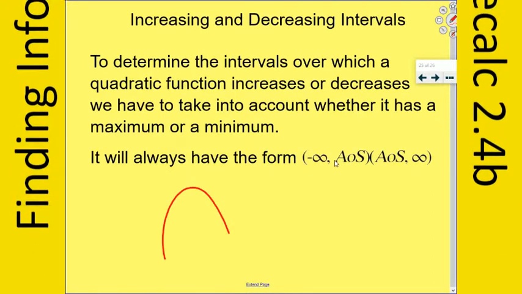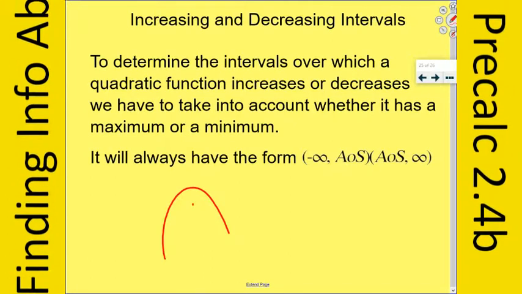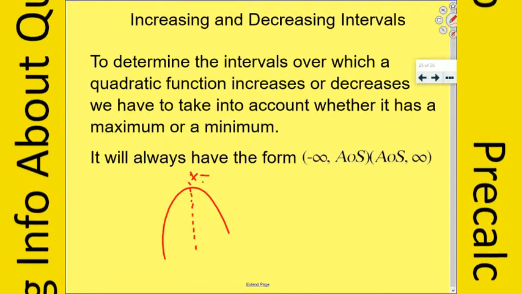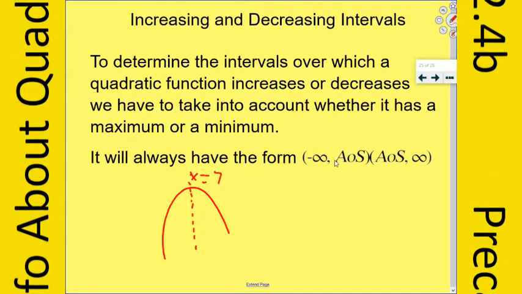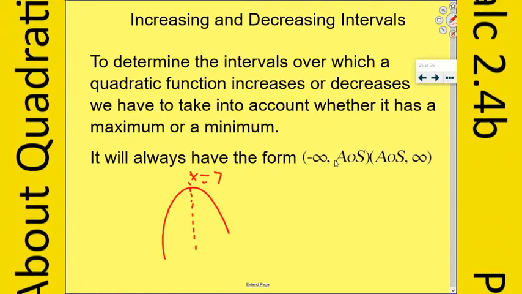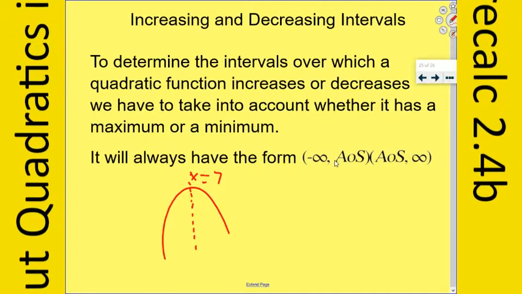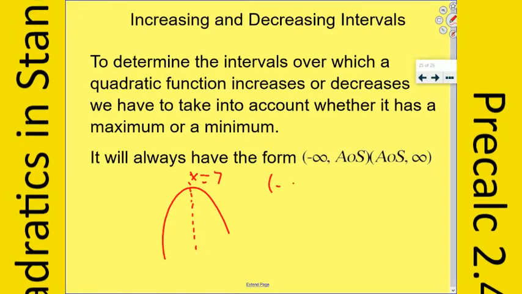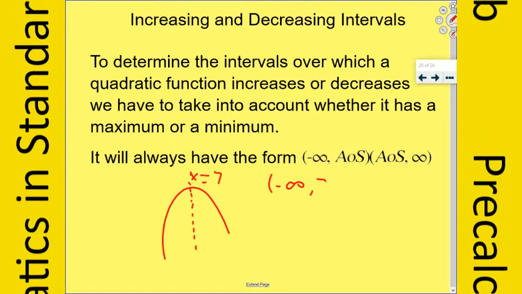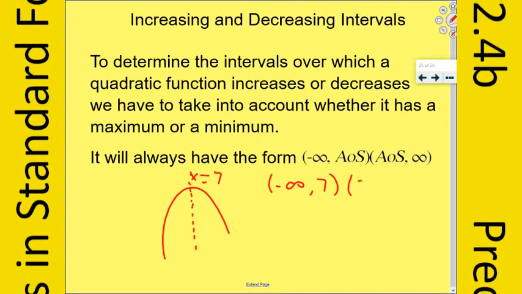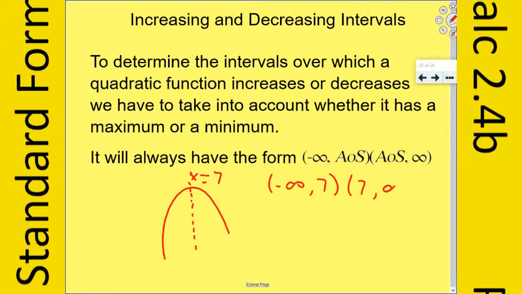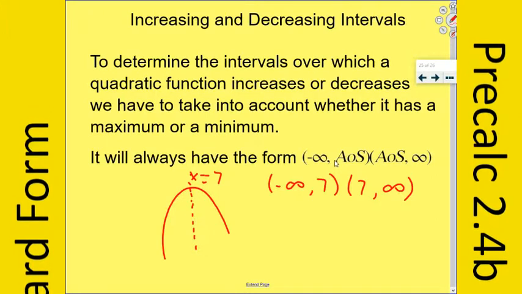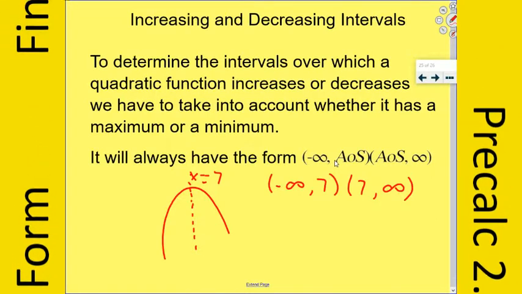Let's say our axis of symmetry is, like on our last one, x equals 7. X equals 7, that's our axis of symmetry. We want to find out what it is doing. So we'll say negative infinity to 7, and then from 7 to positive infinity. Okay? So we're always moving left to right when we're talking about increasing or decreasing.